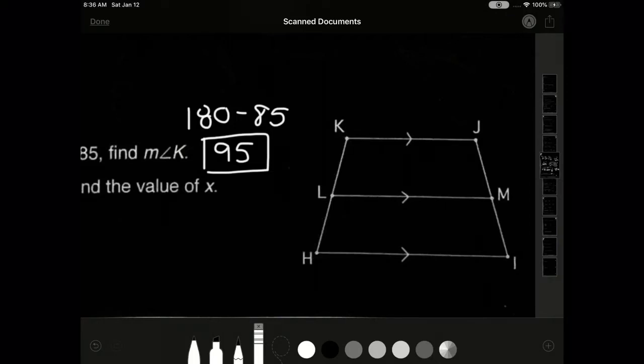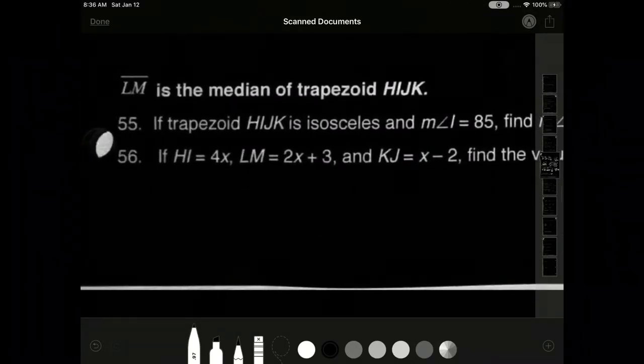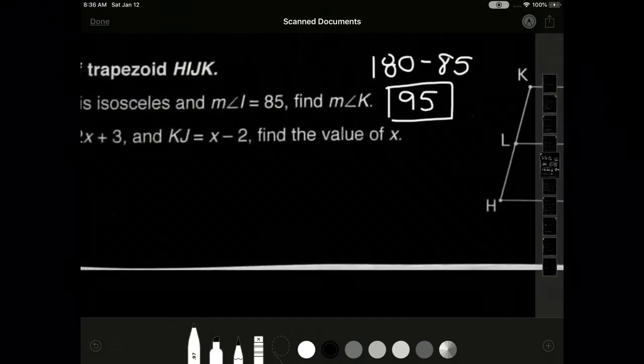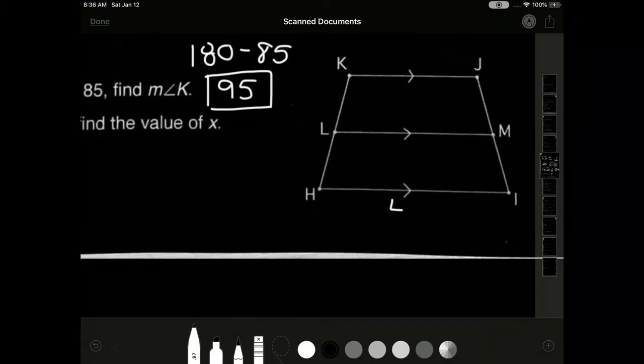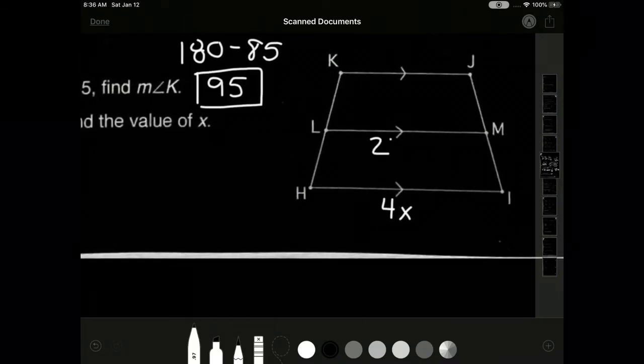Now, the next problem doesn't involve those measurements, so I might as well clear that out. We're told HI is 4x, we're told LM is 2x plus 3, and we're told KJ is x minus 2. So HI is 4x. LM is 2x plus 3. And KJ, we said, was x minus 2.